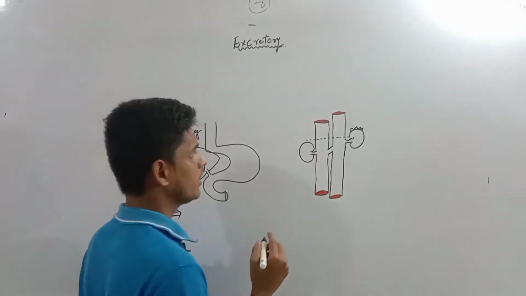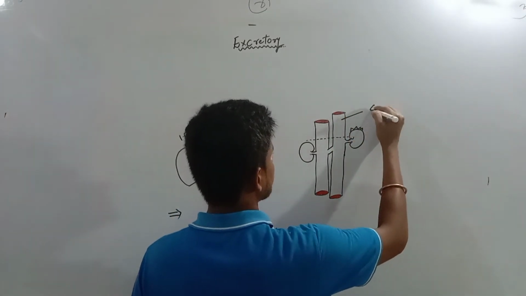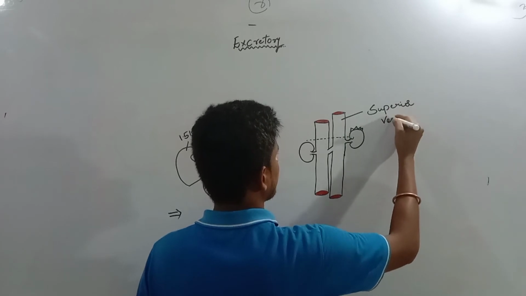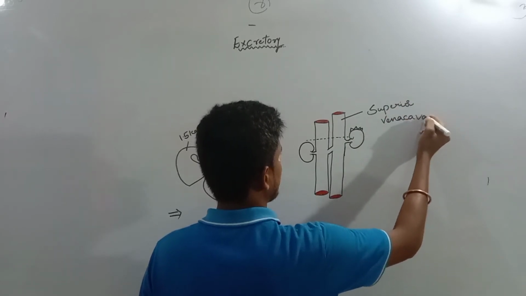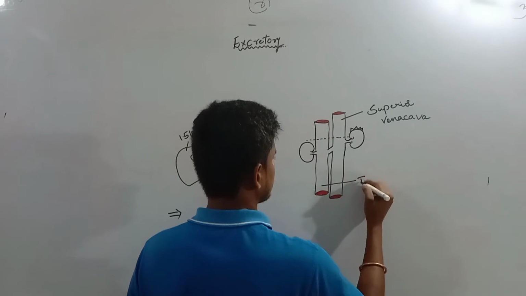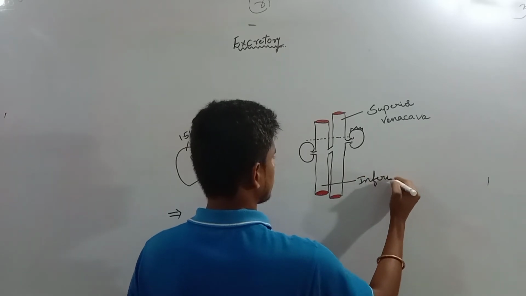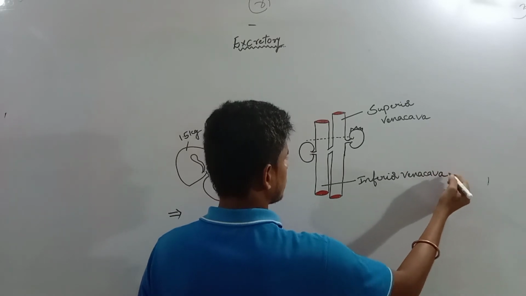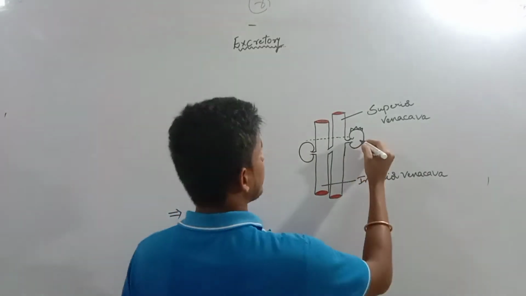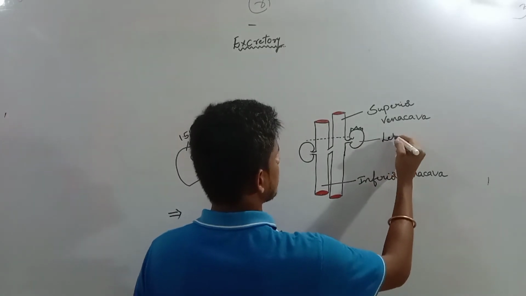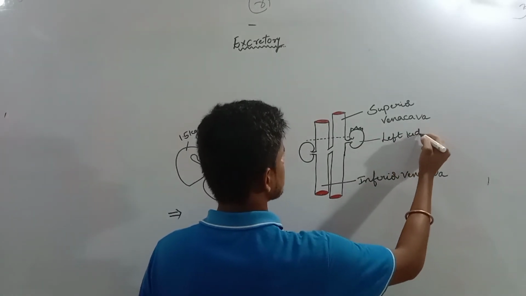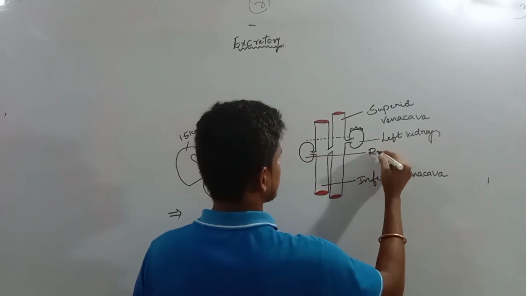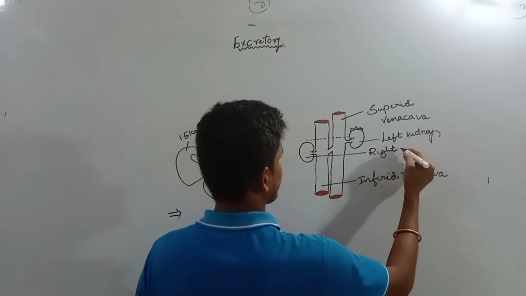Okay, and this is the superior vena cava. What is this? This is the superior vena cava. And what is this? This is the inferior vena cava. What is this? Inferior vena cava. And what about this? This is the left kidney. What is this? This is the left kidney, and this is the right kidney.